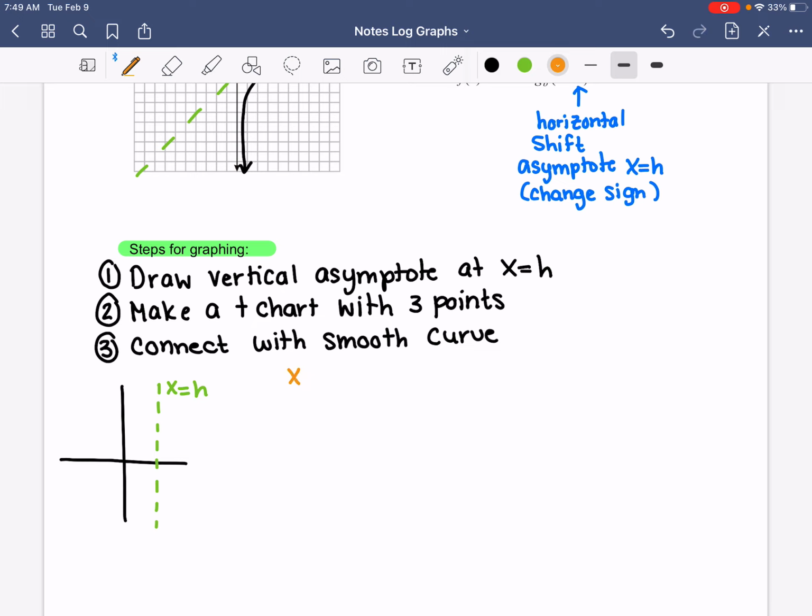Then when you make your t-chart, I said to pick 3 points. You just pick 3 numbers on the right side of your asymptote, unless your x was negative, then you would go on the left side. So a positive would be like this. But if you have a negative x, then it's going to be on this side. Then to get the y's, you just plug in those x values.